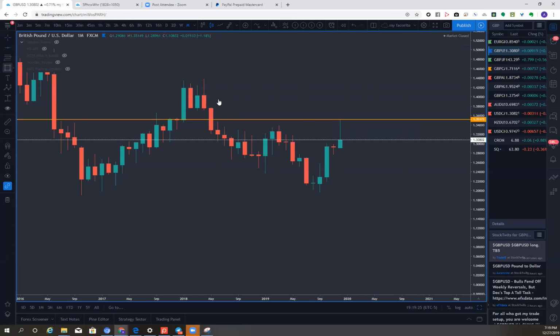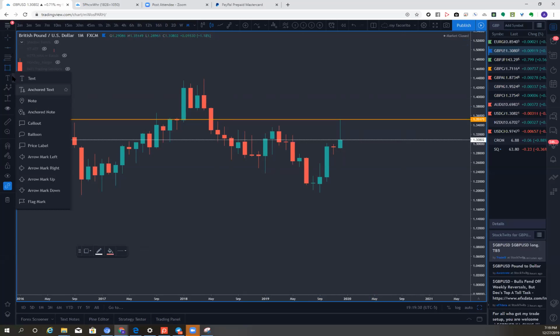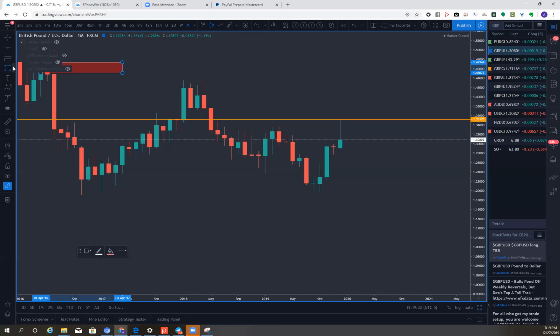Now, when you look on the higher time frames, what's really important, guys, when you're looking at monthly, weekly, and daily, you really want to look at what the smart players are doing and where liquidity is in the market. So what I'm seeing right here on the monthly time frame, you can see this particular swing here.